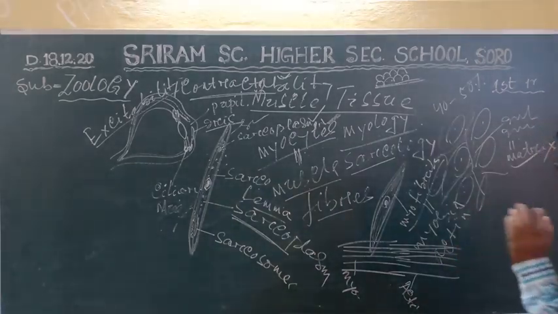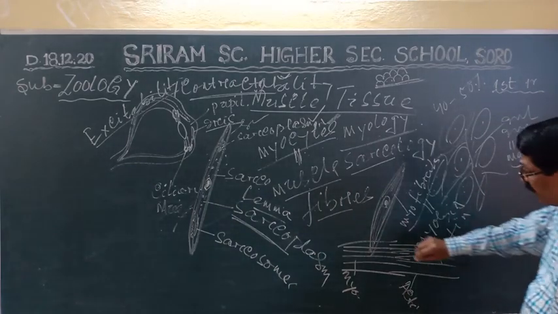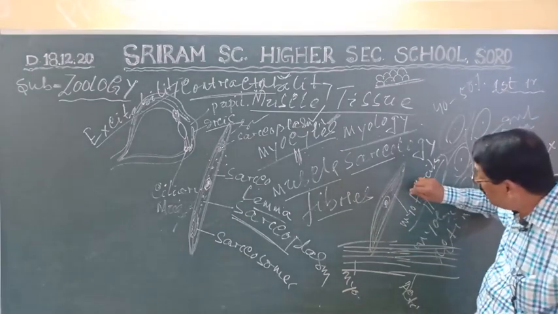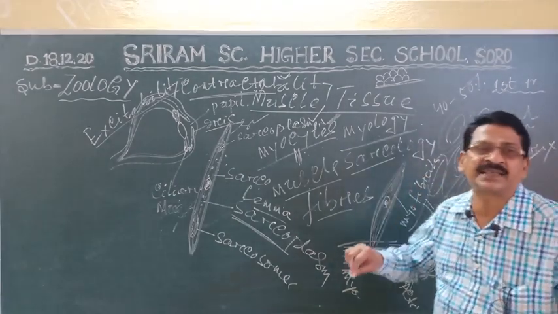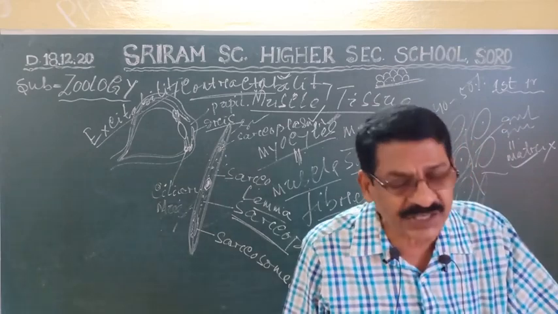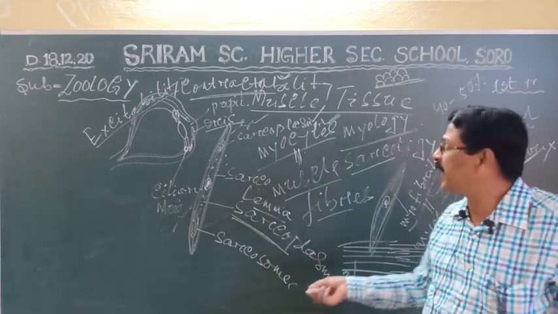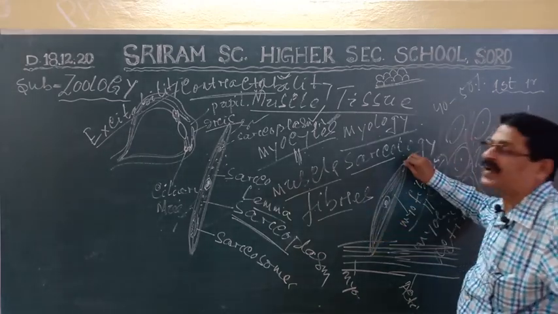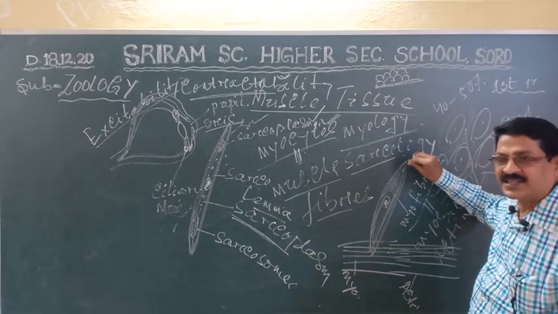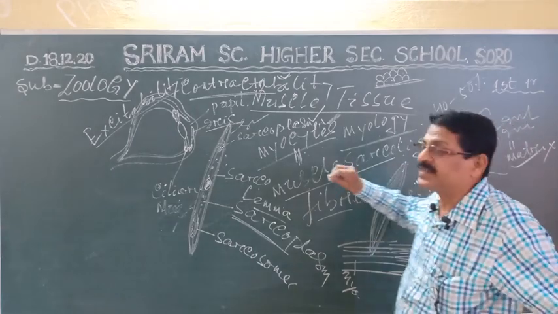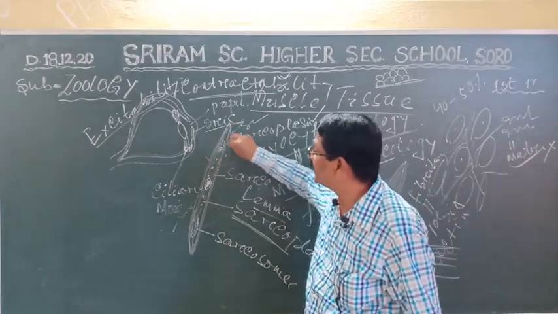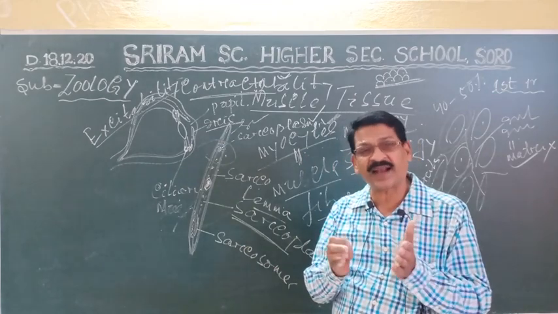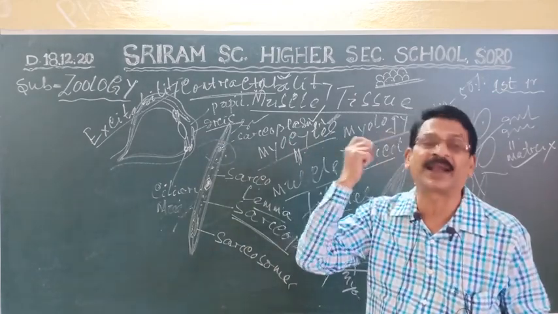Clear? So due to the presence of the two types of filaments, the myofibrils are contractile in nature. And as the myofibrils are contractile in nature, the total muscle cell is contracting. Then the muscle is formed by the combination of the muscle cells. When the muscle cells contract, the muscle is contracting.